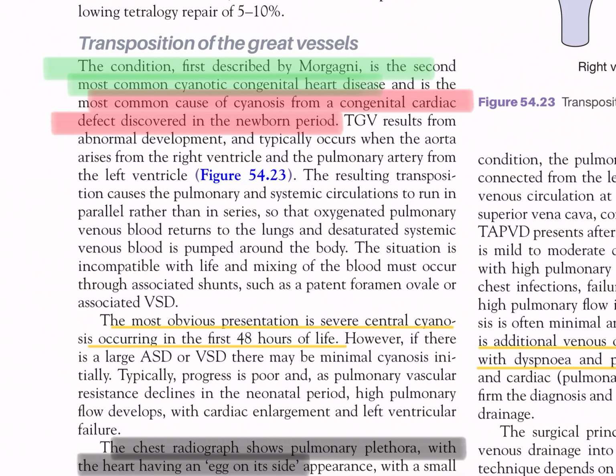The resulting transposition causes the pulmonary and the systemic circulations to run in parallel rather than in series, so that oxygenated pulmonary venous blood returns to the lungs and desaturated systemic venous blood is pumped around the body. The situation is incompatible with life, and mixing of the blood must occur through the associated shunts such as patent foramen ovale or the associated VSD.